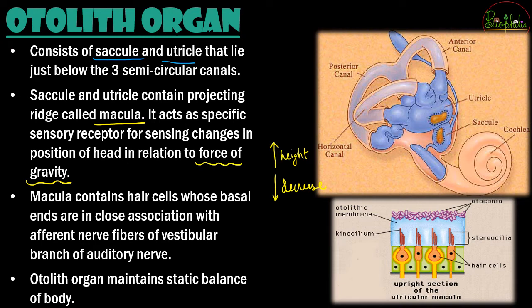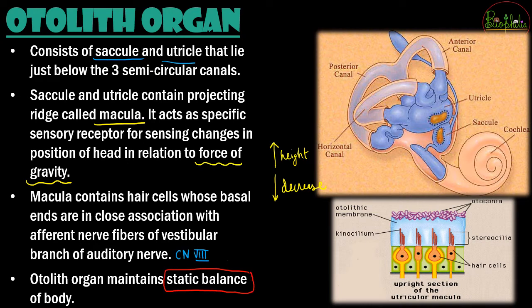The macula is again as usual, there will be hair cells जिसके basal ends connected होंगे to the nerve fibers, and nerve fibers भी कौन से, it will be the vestibular part of the auditory nerve, and auditory nerve is cranial nerve number 8. We have already studied in detail about the different cranial nerves. You can go and check out the previous parts on this channel as well. So otolith organ is going to be acting to maintain the static balance of the body.